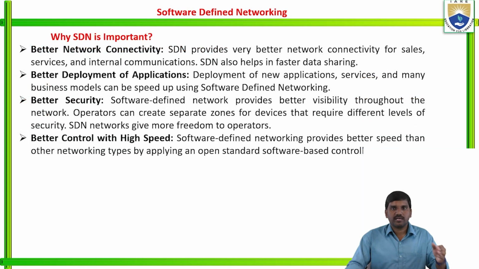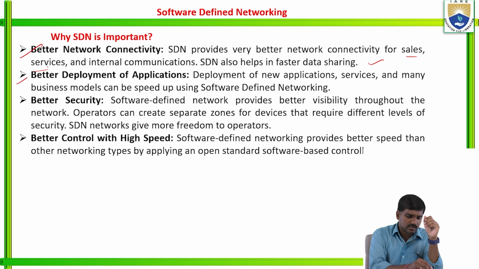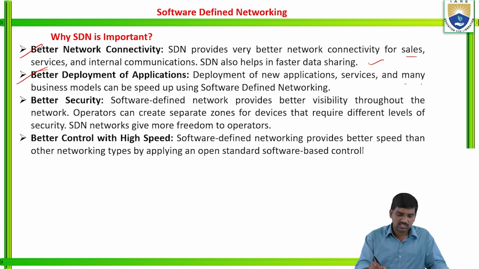Next, why SDN is important to build real-time IoT projects. First, better network connectivity. It can provide better network connectivity from the centralized network control plane. SDN provides very good connectivity for sales, services, and internal communications, and also helps in faster data sharing. Next, better deployment of applications. In order to develop real-time IoT projects, it is useful for that type of task. Deployment of new applications, services, and business models can be sped up using software defined networking.